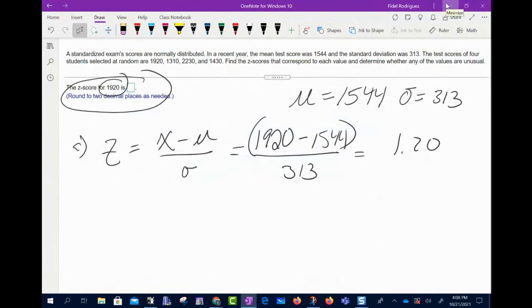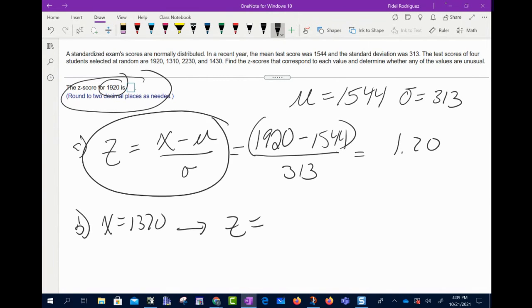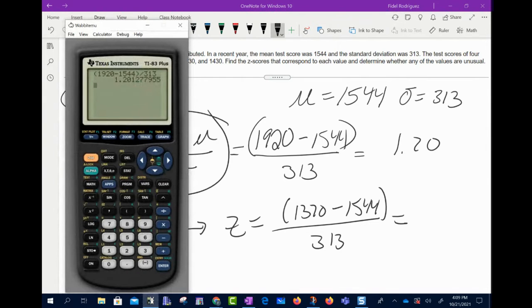So now we're going to do it for part B. The x value we have is 1310. And so I'm going to do the same thing here. I'm going to use this formula, and I'm going to put this in parentheses, 1310 minus 1544 all over 313. Let me grab my calculator again. So one way I can do this, y'all, is on your calculator, if you hit second and then the enter button, it gives you exactly what you typed in before. It works the same way on the app.